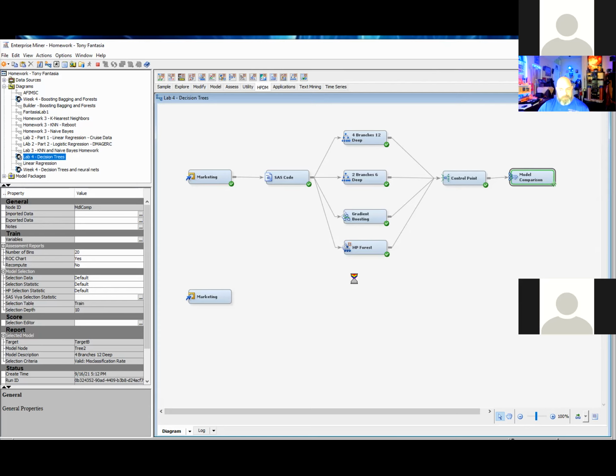I think for that one, you need to change your settings. Okay. Your selection statistic needs to be misclassification, and you need to use the validation table. That's right. Yeah, I spaced on that one. Thank you. Misclassification rate and change train to validation. Yep. Thank you, Scott. I had the same problem earlier. Yeah. All right. So run that.